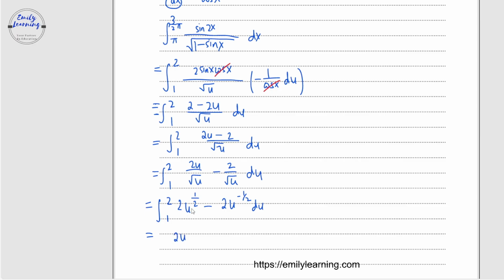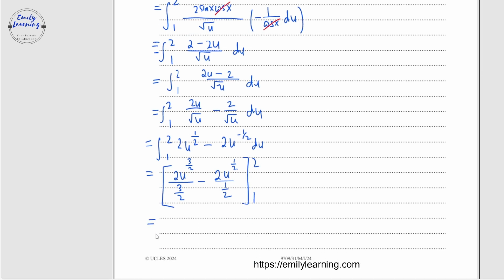So when I integrate 2u to the power of half, I get 2u to the power of 3 over 2 divided by 3 over 2. Okay, next here, integrate 2u to the power of minus half, I get 2u to the power of half over half. Then I need to sub in these values here. Okay, so now we can just type everything into the calculator. Okay, so I know this is 4 over 3u to the power of 3 over 2 minus 4u to the power of half.